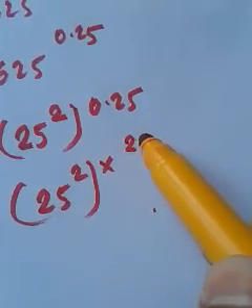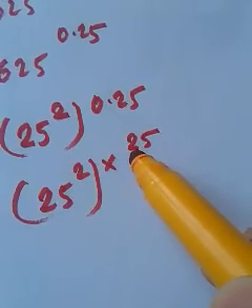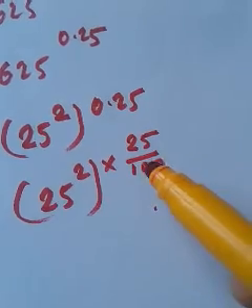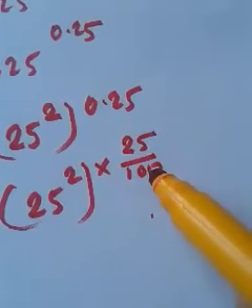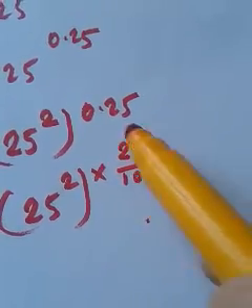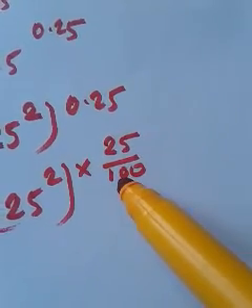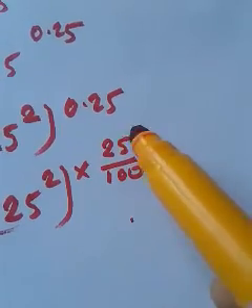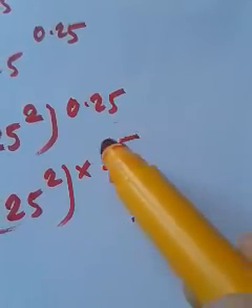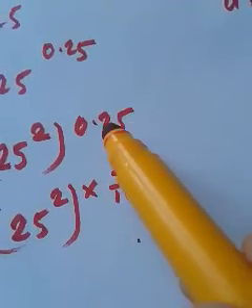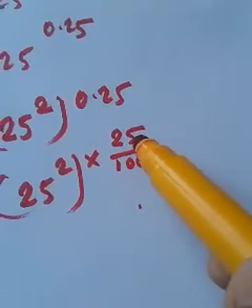Can you write 0.25 as 25 by 100? Of course, because 25 by 100 is standing for 0.25. When you divide a number by 100, we have to give a decimal point after two positions to the left side. So when you calculate 25 by 100, we will get 0.25 itself. That means 0.25 can be replaced as 25 by 100.